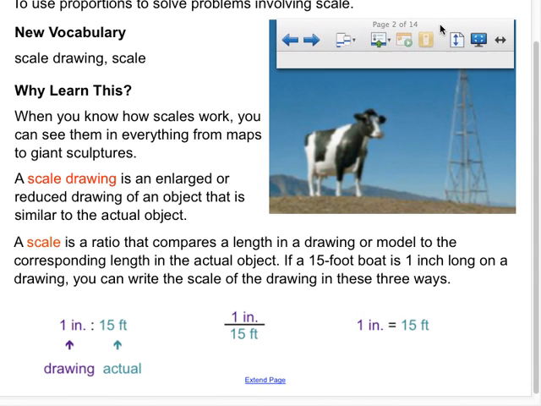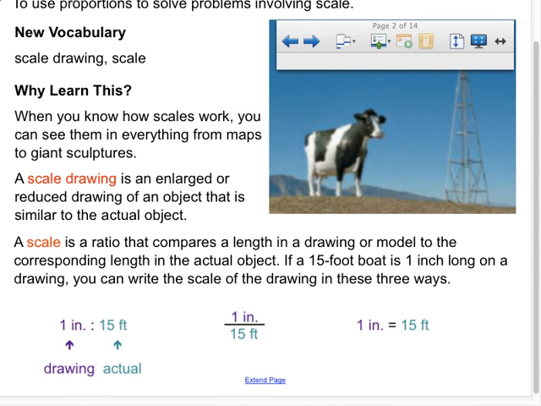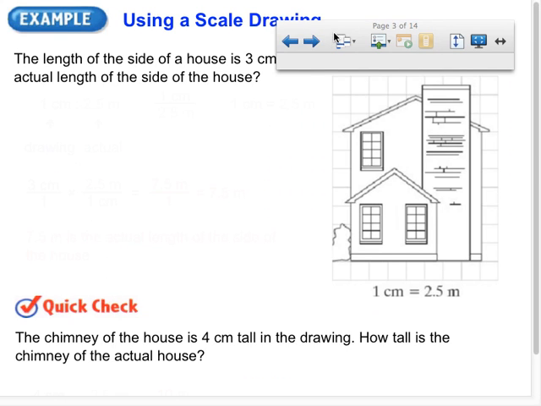So this should look familiar to you, right? What does this remind you of? Remember, ratios can be written 3 different ways? Okay, except the way that's missing is what? The word "to," okay? All right, any questions about that? Okay, let's go to our first example.